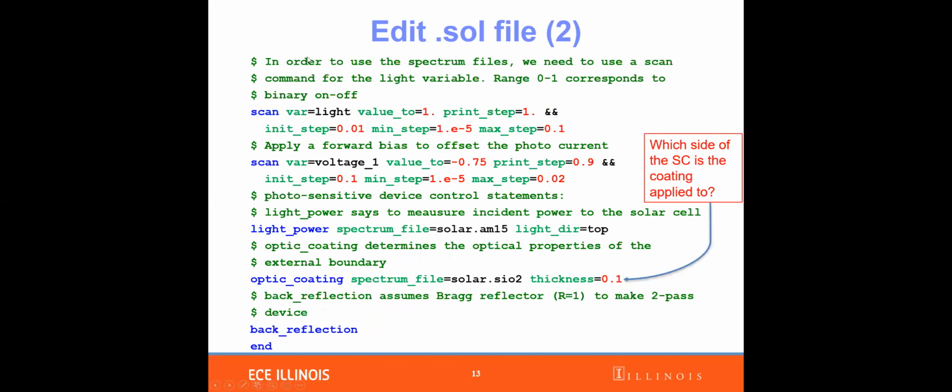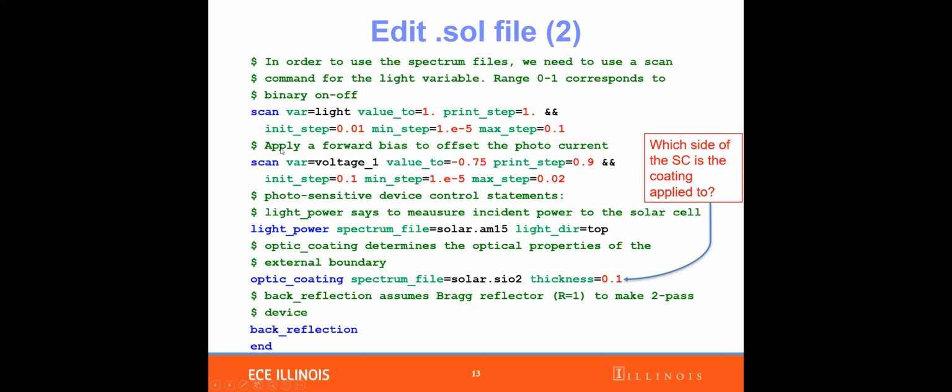Okay, so one thing different from LED simulation is that we are going to include light into our system. In order to use the spectrum file, we need to use a scan command for the light variable ranging from 0 to 1. That corresponds to turning the light on and off. So here we turn on the light from a value of 0 to 1, meaning that we ramp up the light. That is what this code is for.